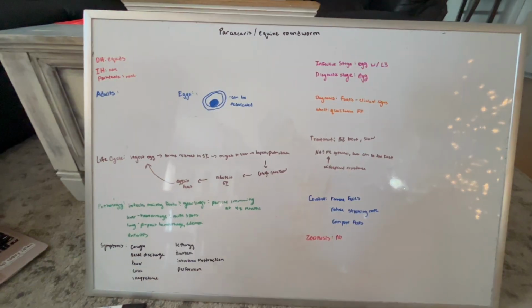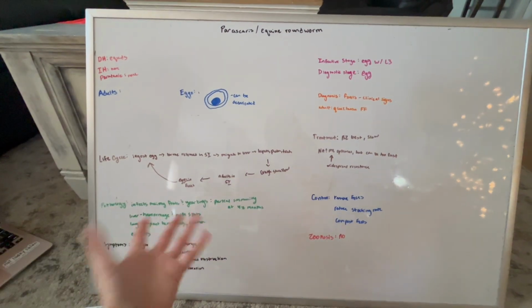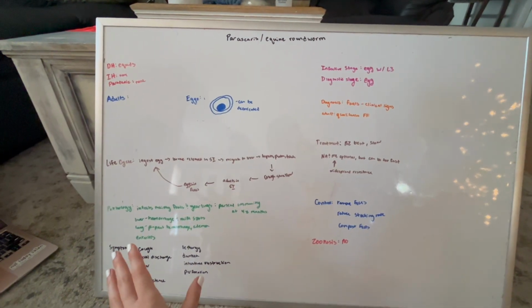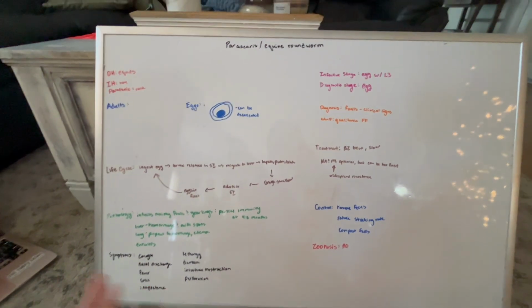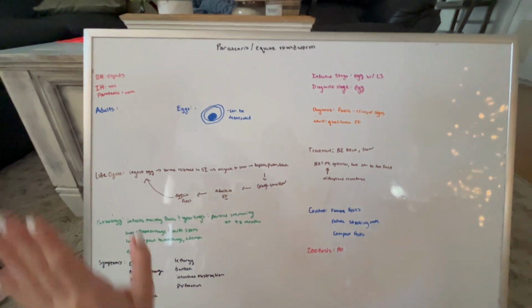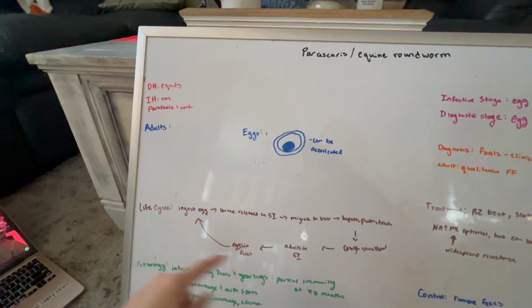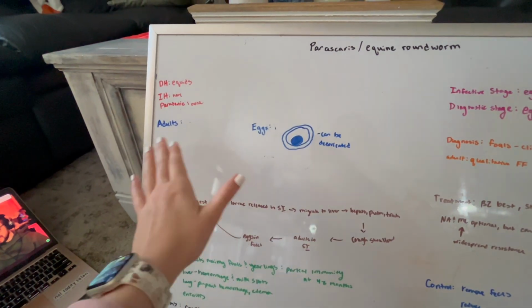When I made my Quizlets, I didn't include the adults because in my previous class, we didn't really have to know that kind of stuff. But it's going to look like a roundworm in general. It's just the horse kind. So definitive host is just going to be your equids. This is a direct life cycle, but I do have details about it here.